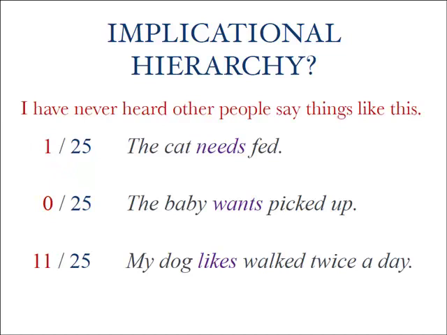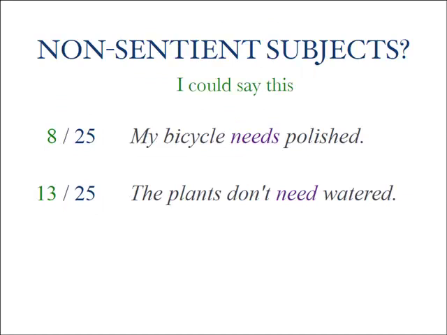When we get to, I've never heard this before, almost nobody said they'd never heard the needs or wants example. We had quite a few who hadn't heard the likes example. So again, we get this general impression that the needs form and the wants form are more frequently used than the likes form. In terms of using non-sentient subjects, so non-volitional subjects, as we would expect for need, this was acceptable for many people. So my bicycle needs polished, the plants don't need watered, that was fine.